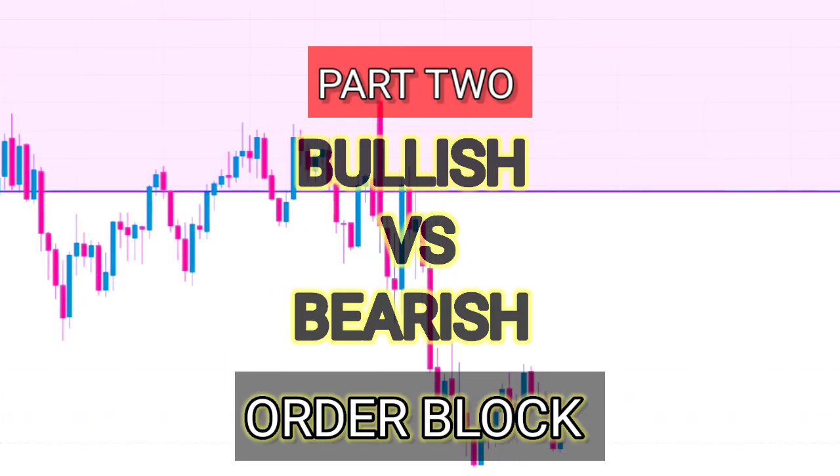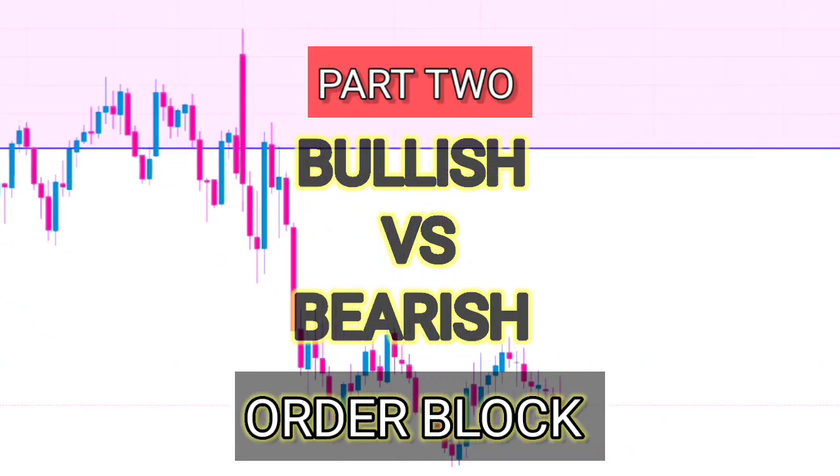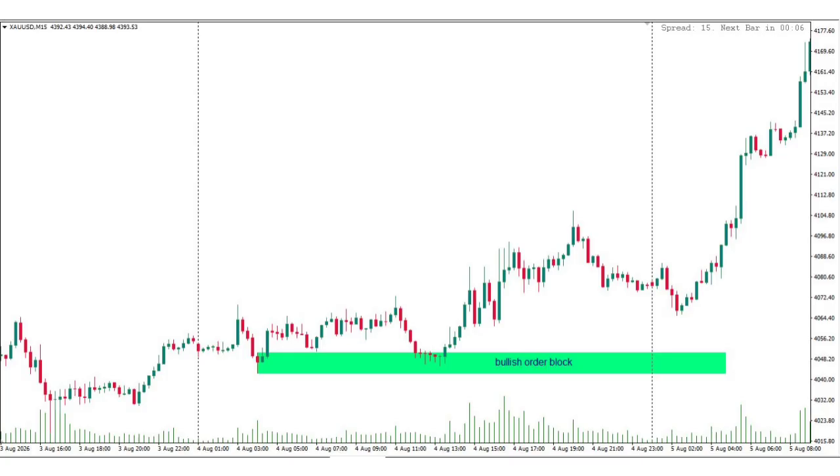Part 2. Bullish versus bearish order blocks. Here's a bullish order block. Notice this down candle right here, and immediately after it, we get a strong, impulsive move to the upside. That down candle, right before the big green move, is your bullish order block. It represents where institutions were accumulating buy orders.